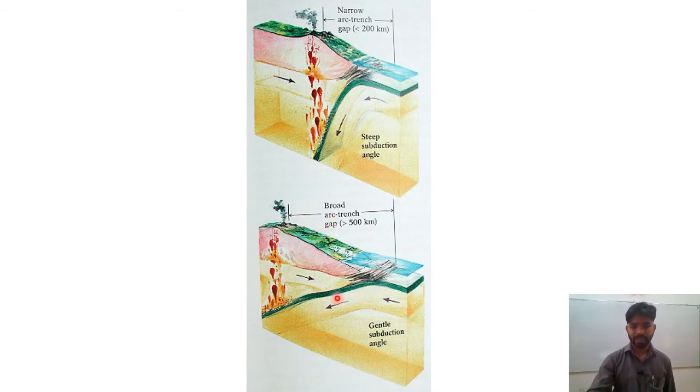So if the angle is gentle, the distance between the trench and arc is more, and if the subduction angle is steep, that is if the subduction is occurring at 90 degrees or near 90 degrees, what is happening is this plate is reaching the greater depth by traveling only a very small horizontal distance. So it is going to achieve this depth of melting by traveling very small horizontal distances, so the arc-trench gap will be narrow.